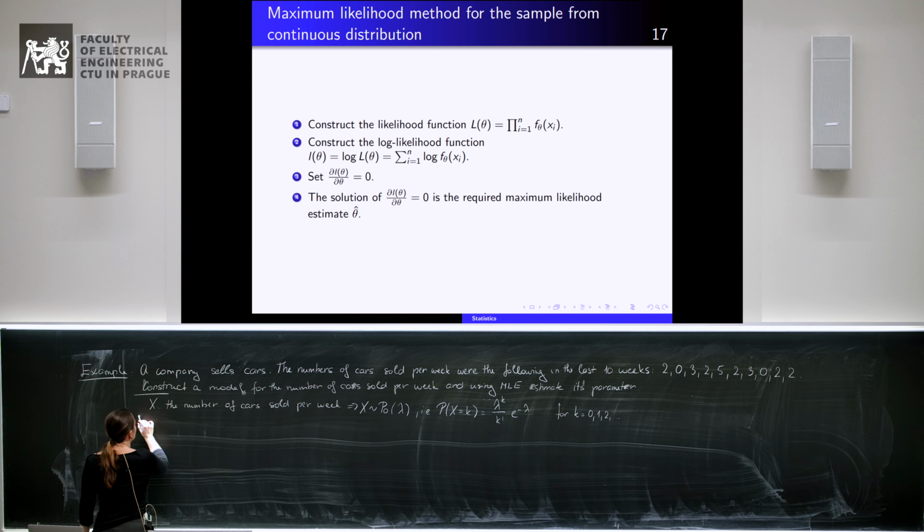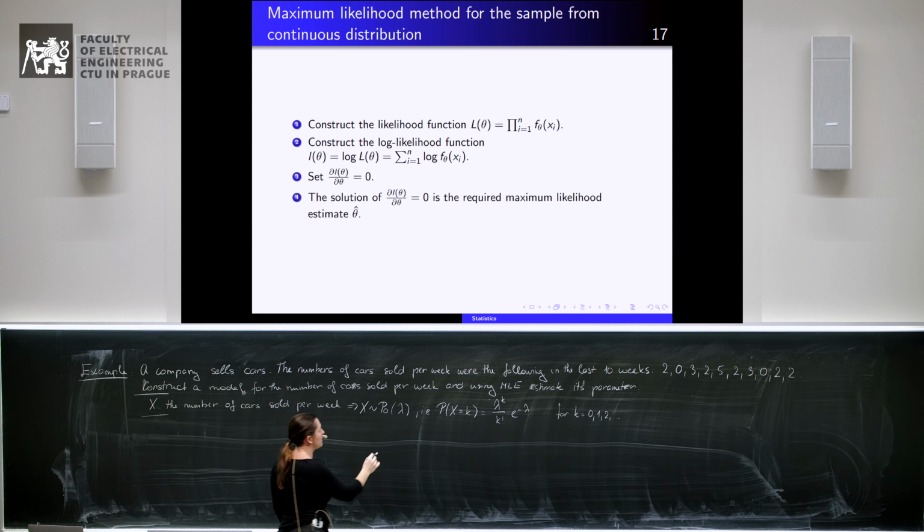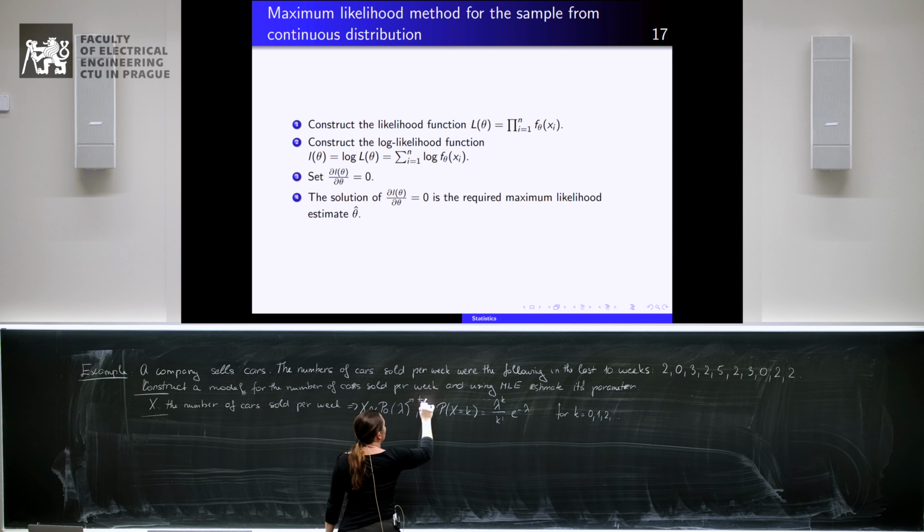Okay, so lambda is the parameter which is to be estimated.